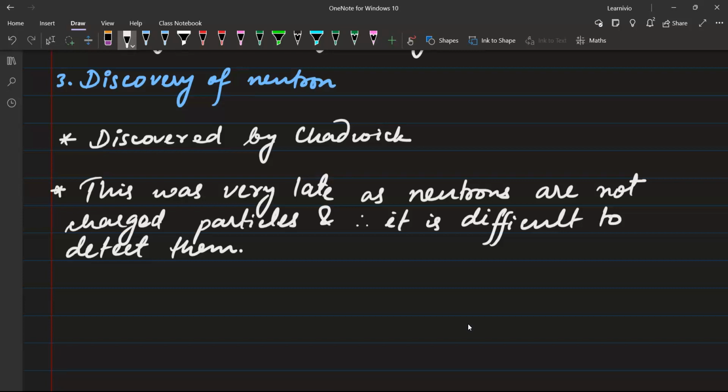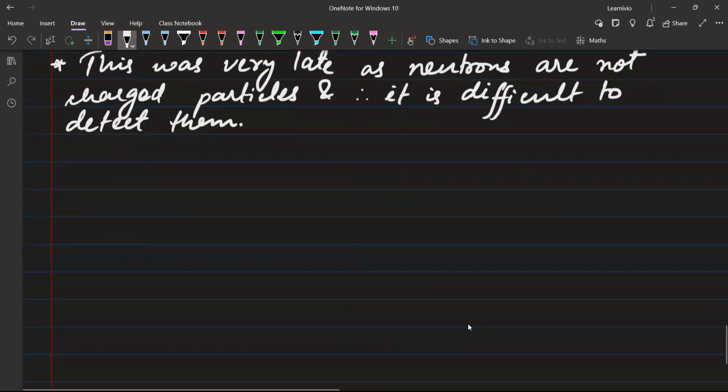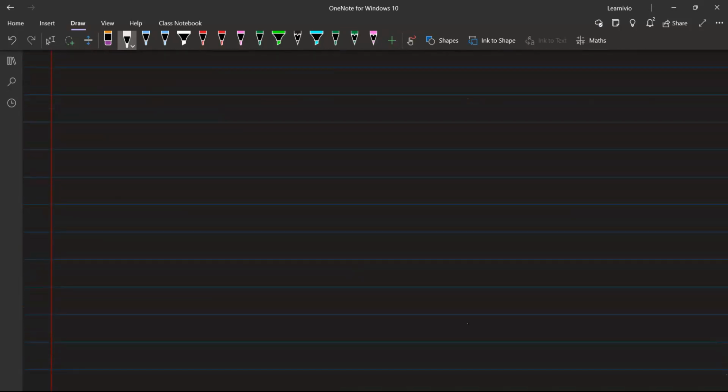This is the only part about the discovery of electrons, protons, and neutrons that you need. Then we are going to write the models of atom. Write the next part. Models of atom.